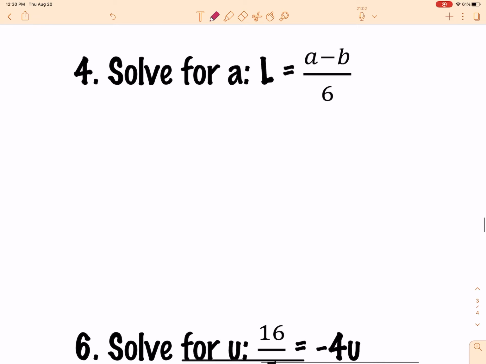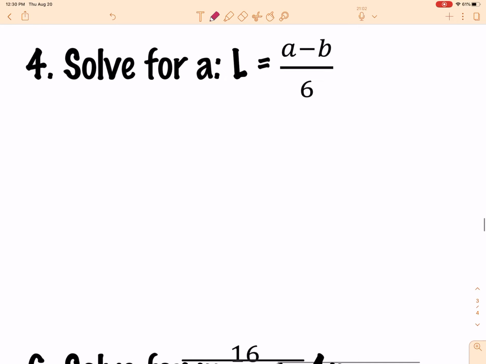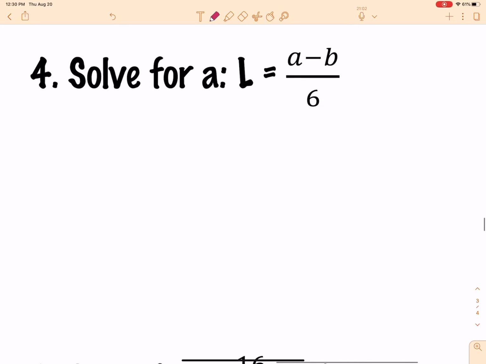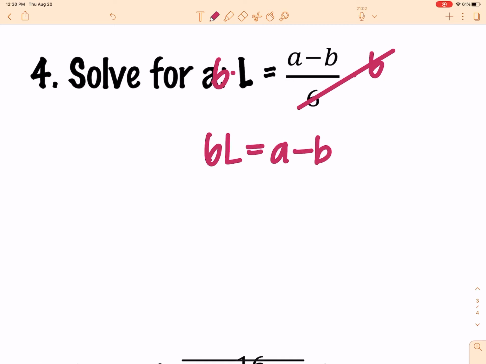Number 4, now we're into fractions. And now we learned earlier how to clear fractions. It's all coming together. So we're solving for a. We're getting this part by itself. This divided by 6 is in the way. Oh my gosh, I can clear fractions now by multiplying both sides by 6, by the LCD. So I multiply both sides by 6. So the 6's cancel out. And I'm left with 6L equals a minus b. Add b to both sides, and there's your equation.